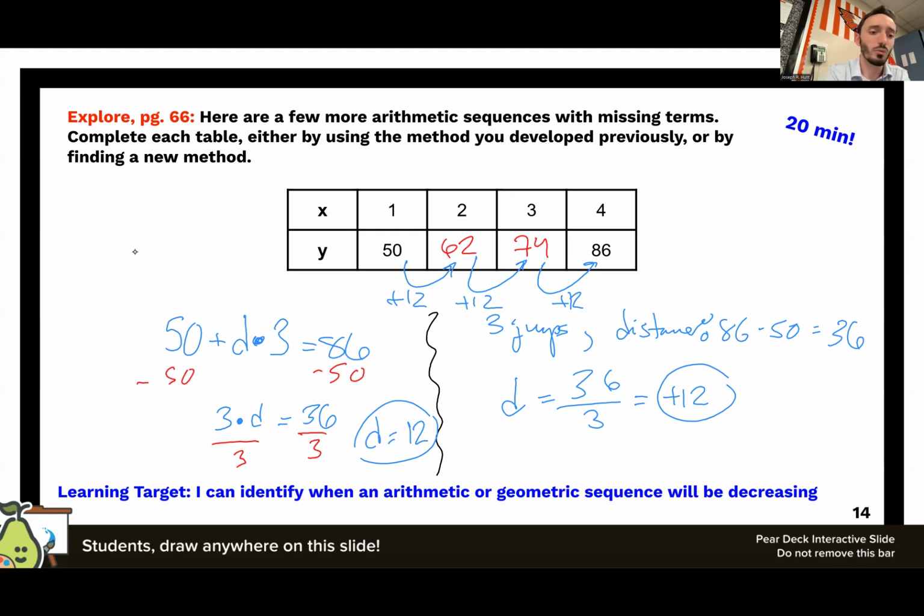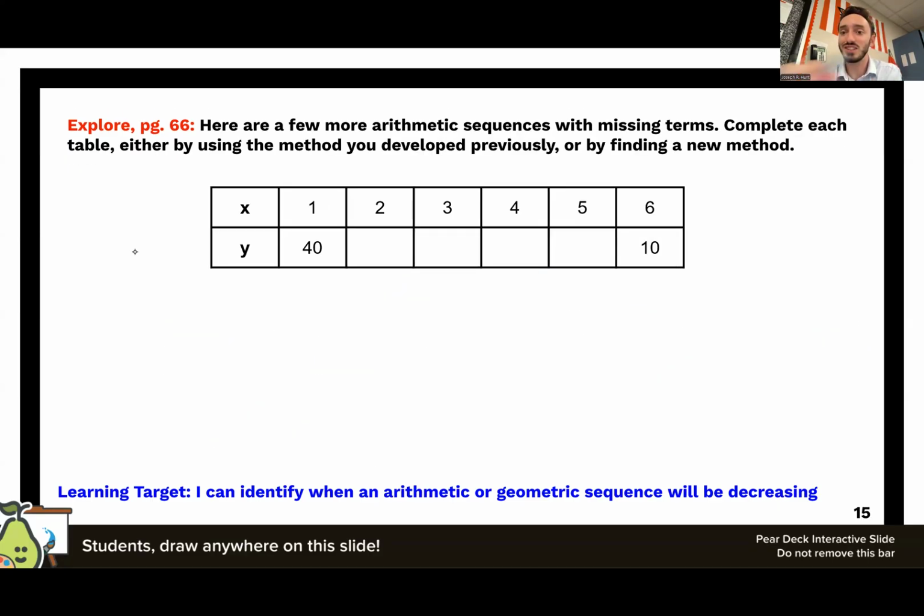Let's try this other one on the next page. Here, I start at a value of 40, but my sixth term has a value of 10. I know this one's decreasing, so I'm probably going to end up with a common difference that's a negative number. Thinking about that first approach we tried, I'm going from 40 to something, something to something else, something to something else, something to something else, and then finally something to 10. That's something like 5 jumps.